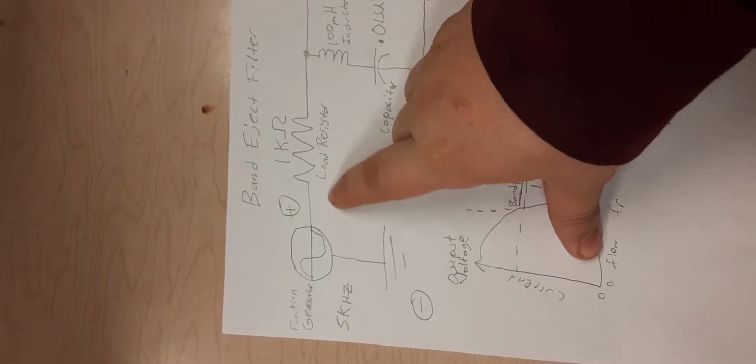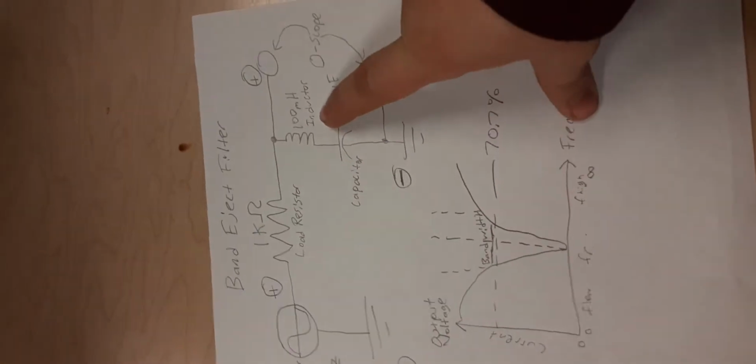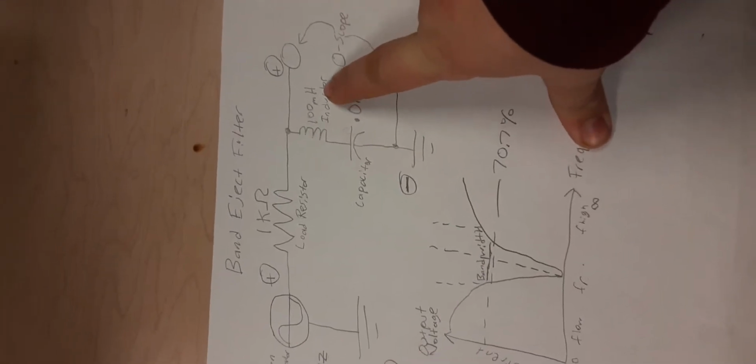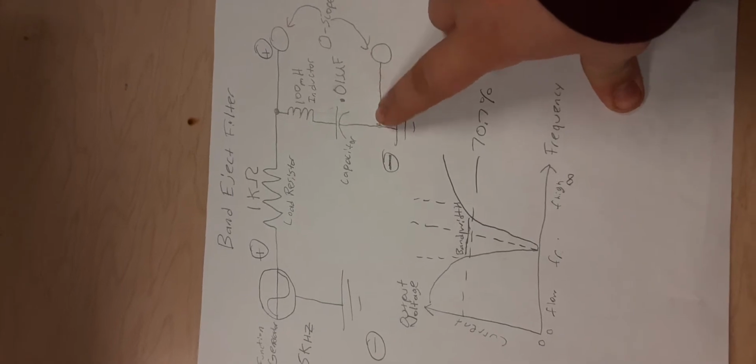Don Ruba, AC/DC final project. We got a band reject filter circuit. So what happens is we have our function generator hooked up to a 1K resistor, and then our load will be a 100 millihenry inductor, and then we have a 1 picofarad capacitor.